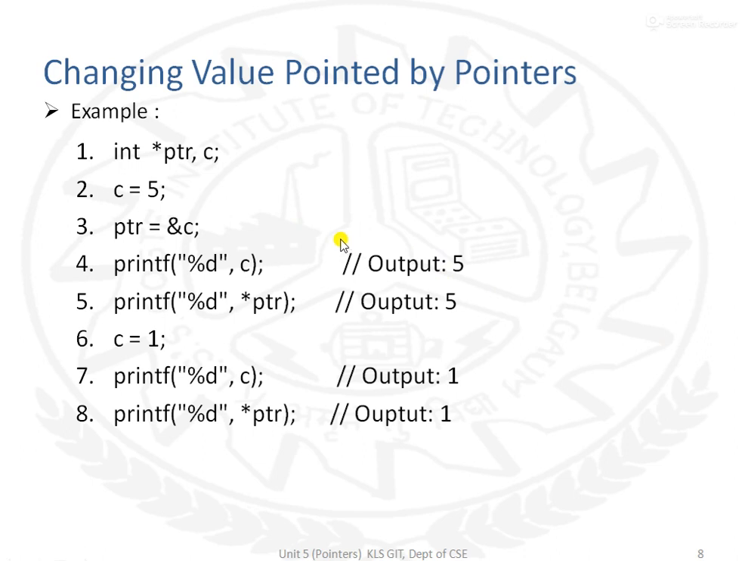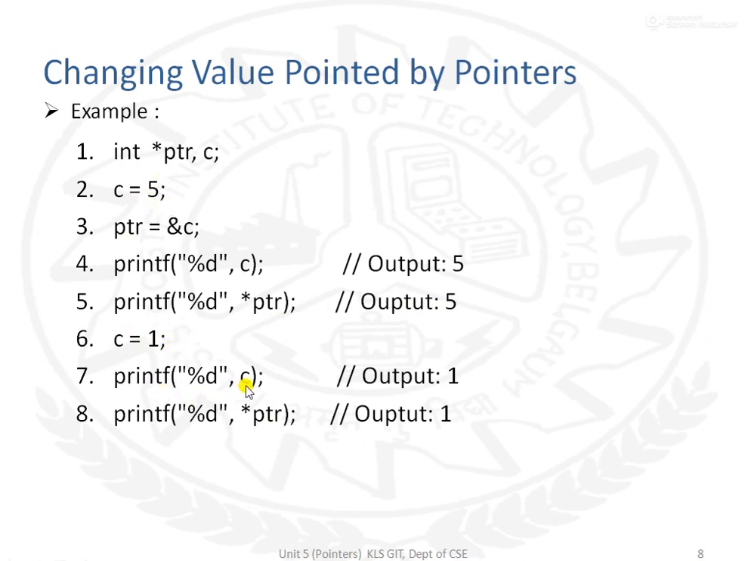We'll take another example. Here we are changing the pointer by the value of the pointer. In the first line, int *ptr and c are of integer data type. c has a value 5. ptr is equal to &c, so I am assigning the address of variable c to ptr. When I print c, it will give me 5. When I print *ptr, it will give me 5, the same. So when I say c is equal to 1, I have changed the value from 5 to 1.